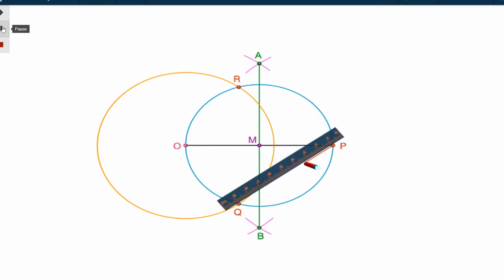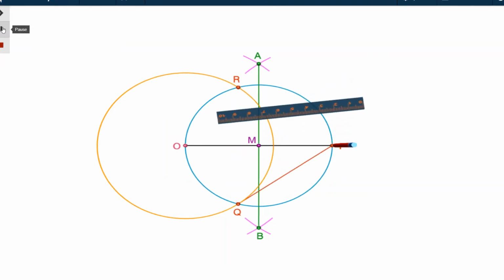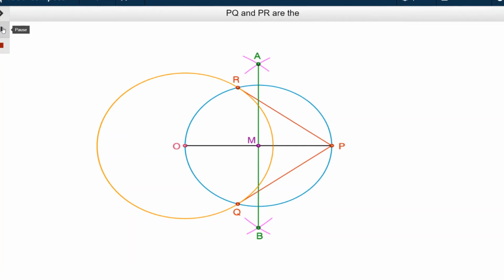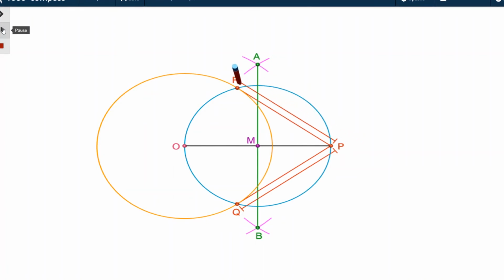Now join PQ. PQ is the tangent. P is the external point which is 10 cm from the center O. From P, join PQ. PQ is a tangent. Similarly, join PR. PR is also a tangent. So two tangents we have drawn, PQ and PR. Only two tangents we can draw from a point external to the circle.